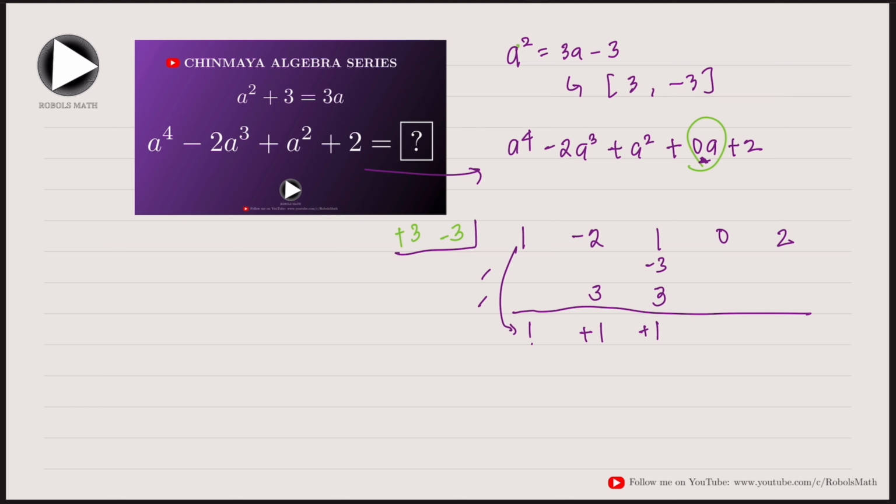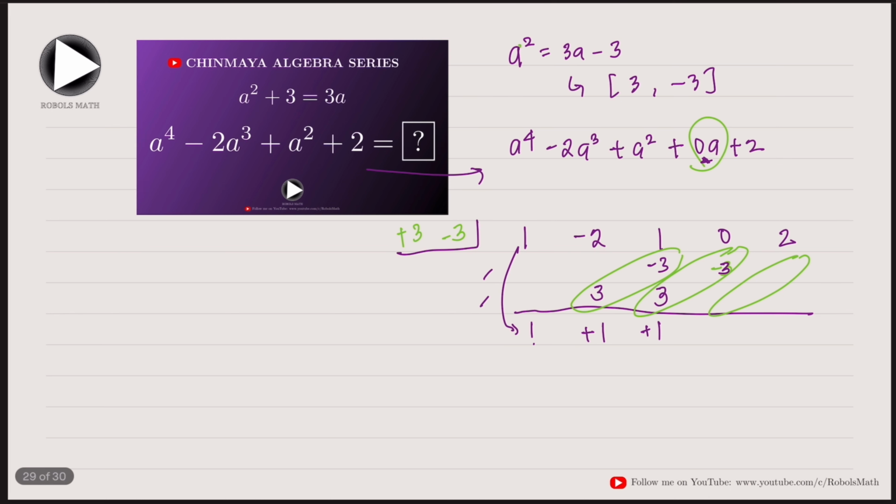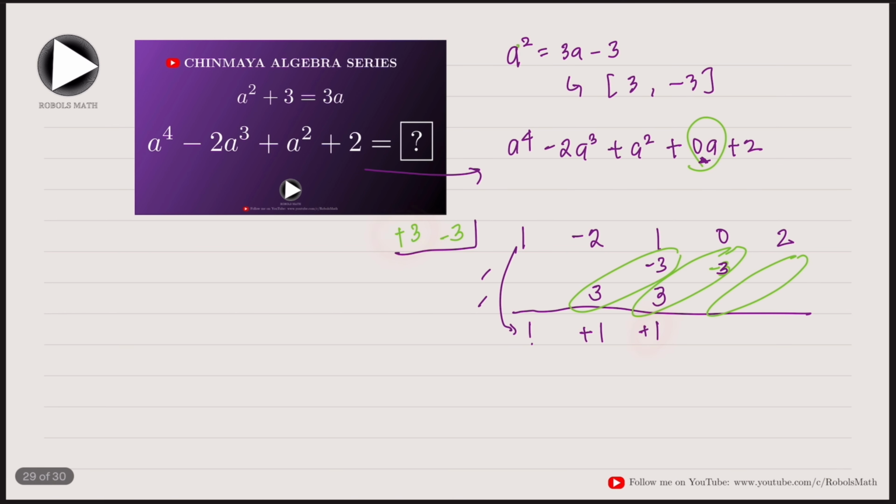Basically, there would be a lag between the first and second coefficients' products. So this will be matching, this will be matching, and this will be matching. So we repeat the process. We multiply 1 by negative 3 to get negative 3 here. And then we multiply this one by positive 3 to get positive 3 here. Then we add them, we get 0.